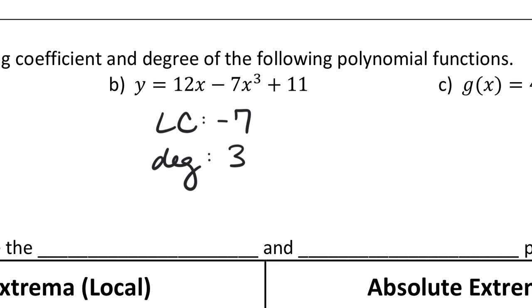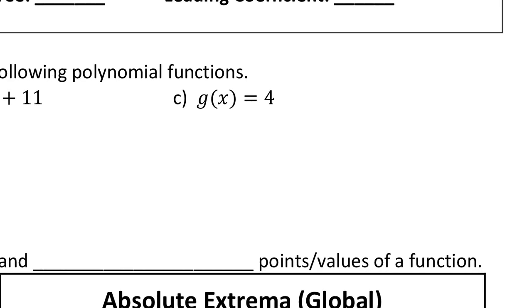So the degree and the leading coefficient always come from the leading term, which may not be in the front. It should be. We should write equations in standard form from highest to lowest degree. But if it's not, you're still looking for that biggest power. What if I ask you a challenge question like this?